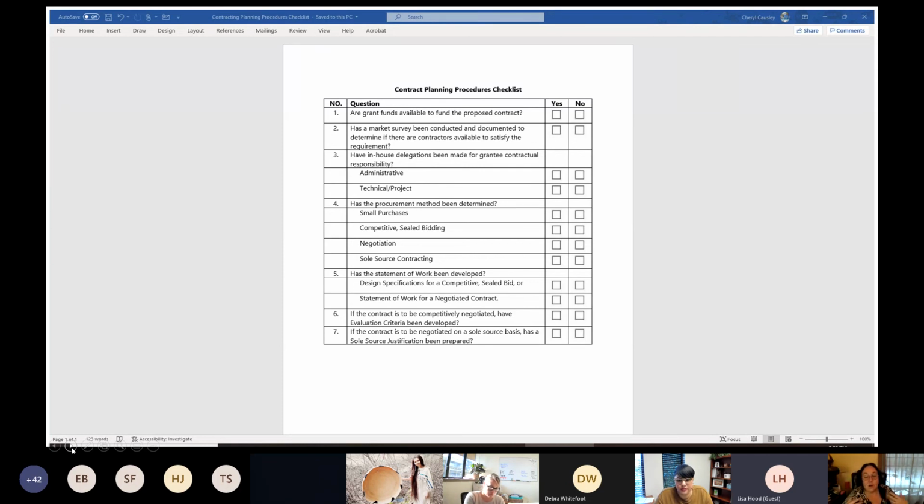If the contract is to be negotiated on a sole source basis, has a sole source justification been prepared?